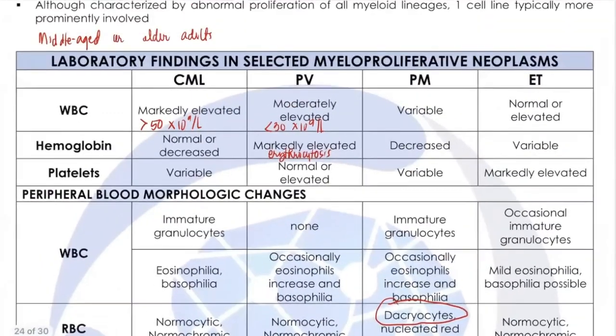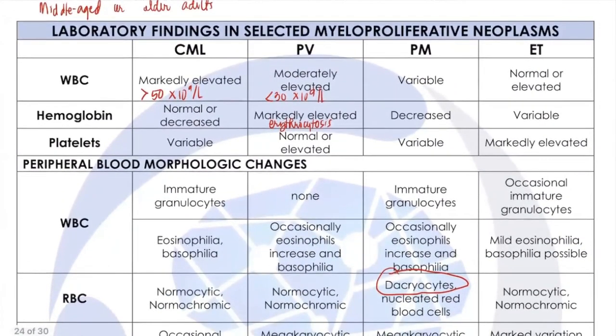And lastly, we have essential thrombocytosis. ET is essential thrombocytosis. WBCs are normal or elevated. Hindi siya mag-exceed ng 30 times 10 to the 9 per liter. Okay, hemoglobin is variable and platelets are markedly elevated. Actually, nasa criteria yan ng WHO na for it to be considered as essential thrombocytosis, dapat at least greater than 450 times 10 to the 9 per liter yung platelet count.